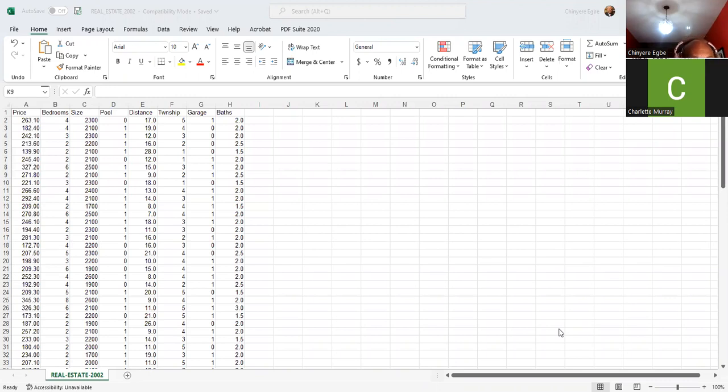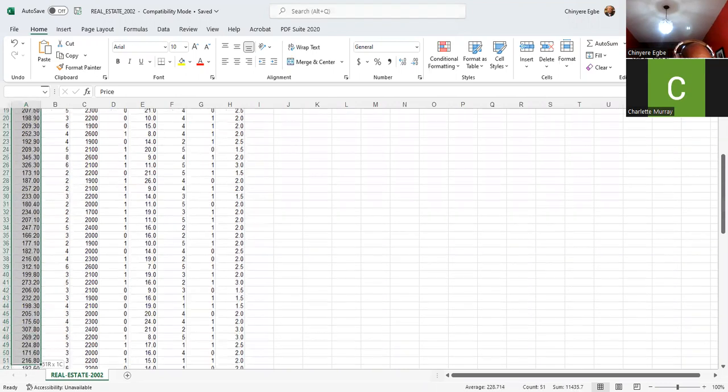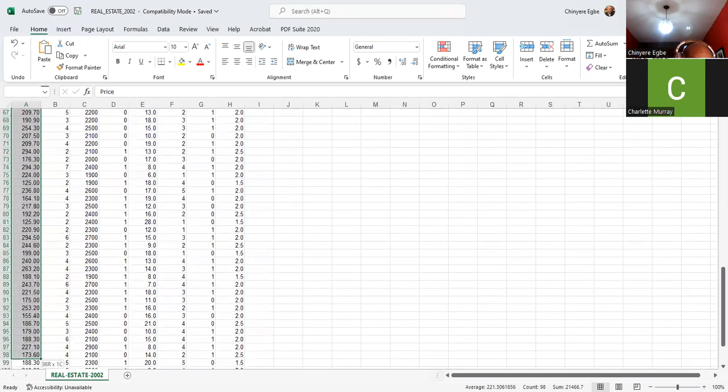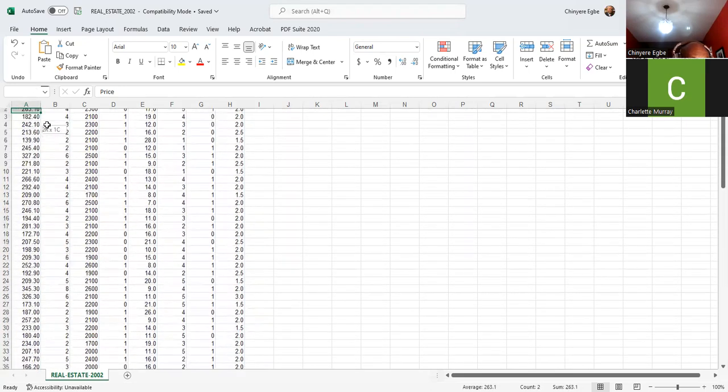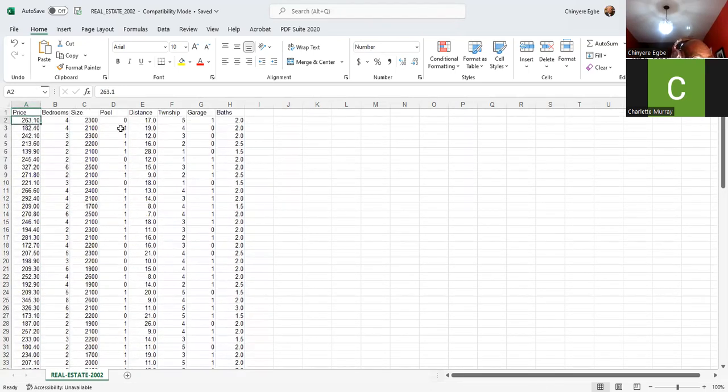We're going to ask ourselves a simple question. Let the dependent variable here be price. Okay, the price of a house, and those values are in thousands of dollars. For example, the first house that we see here is 263,000, but we just put 263.10, and the next house we see here is 182,000.